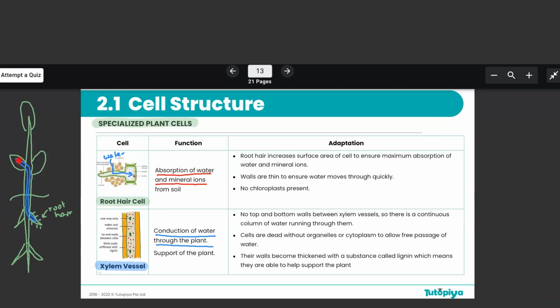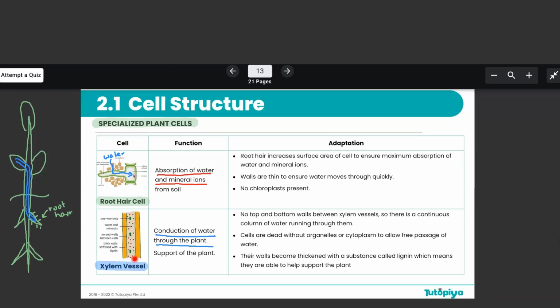So what are the special adaptations of these xylem vessels to ensure that they can carry out their function effectively? Here are a few unique features shown by these cells. The first unique feature is that there are no top and bottom walls between the xylem vessels. So the walls of these xylem vessels are not continuous and are absent at the end. So the end walls are absent.